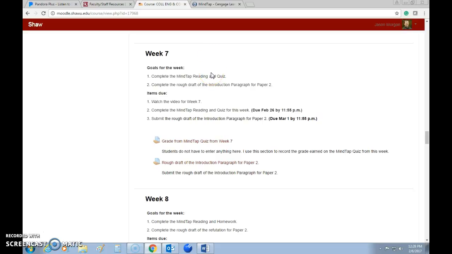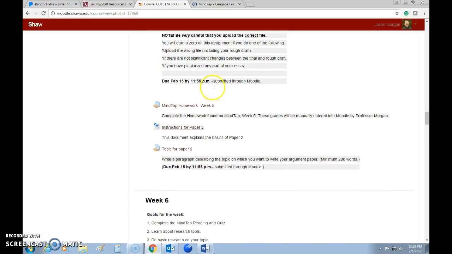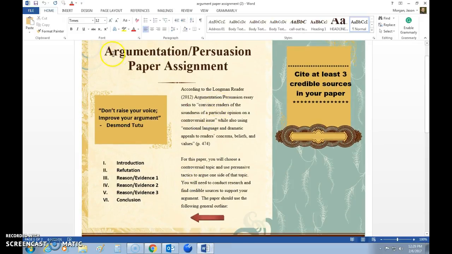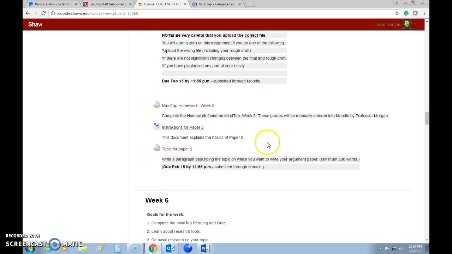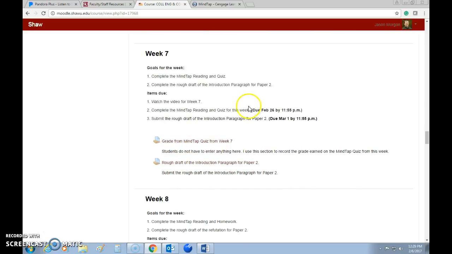So for week 7, we are continuing on with our second paper. Our second paper was introduced back in week 5, with the instructions for paper 2. Again, we are writing an argumentative/persuasion paper. If you're not sure what's going on, you need to go back to week 5 and week 6 to get up to speed. Week 5 introduced this. Week 6 showed you, in the video, how to find credible sources to start doing research on your topic. In week 7, you're actually going to start writing your paper, but you're only going to work on the introduction paragraph. We're going to break this down step by step in this class.